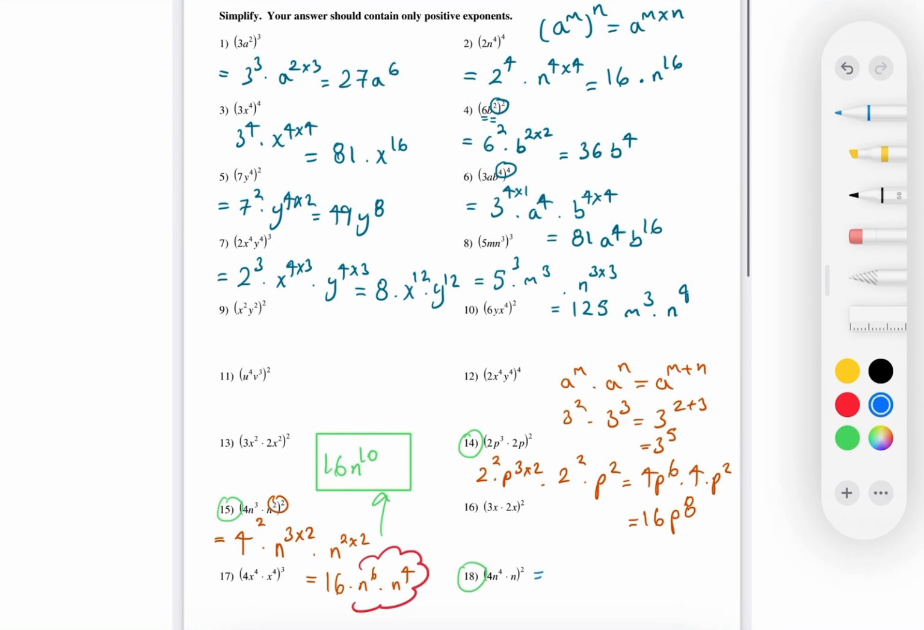And finally, for the last question, you're going to get 4 to the power of 2 multiplied by n. I'm just going to do this fast, so it's going to be 4 times 2. It's going to be 8 multiplied by n to the power of 2. So 16 and 10 is your final answer.